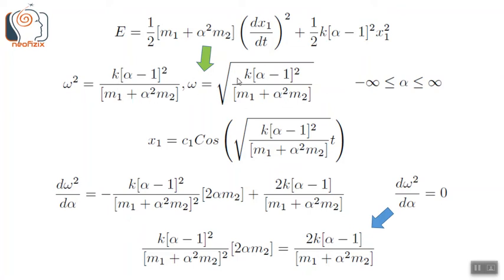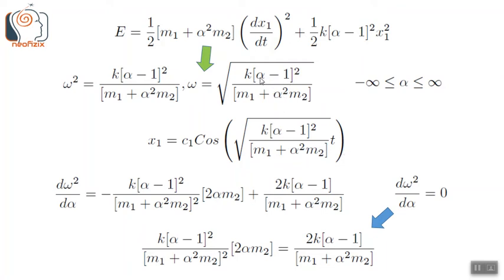And for x1 and x2, we get functions of this form. x1 equals c1 cos omega t. For x2 also we get the same, only in place of c1 there will be c2. The omega t part will be the same. Omega will be square root of k (alpha minus 1) squared by (m1 plus alpha squared m2).